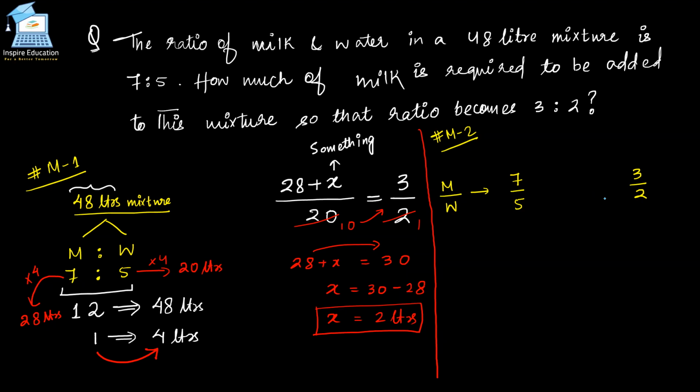So if the ratio of water should not change, let us make it equal. Let us multiply it by 2, upar aur neeche, it will become 14/10. Let us multiply it by 5, upar aur neeche, it will become 15/10. Now this is the ratio we are going to use.